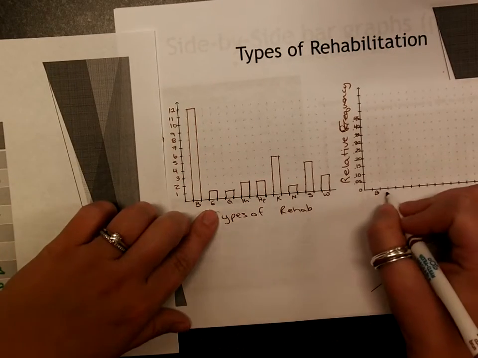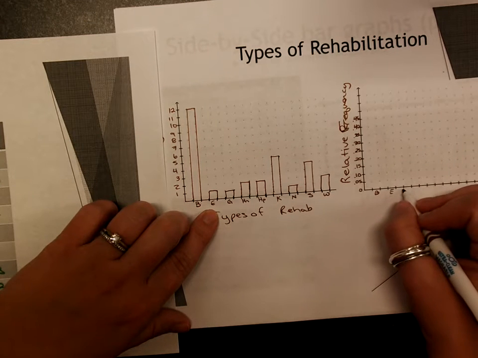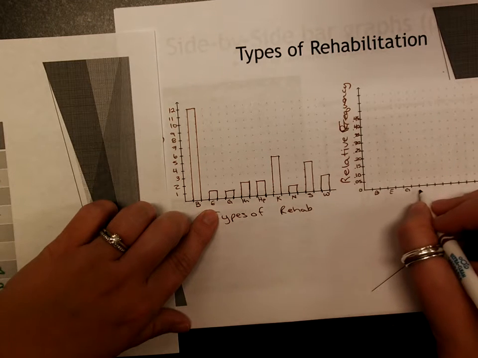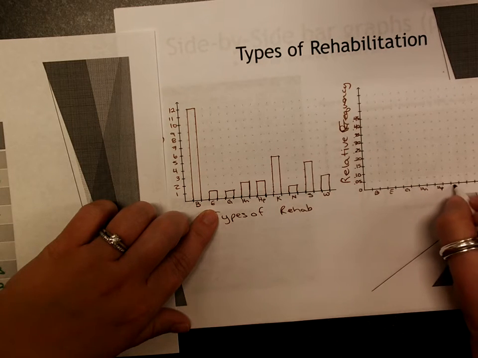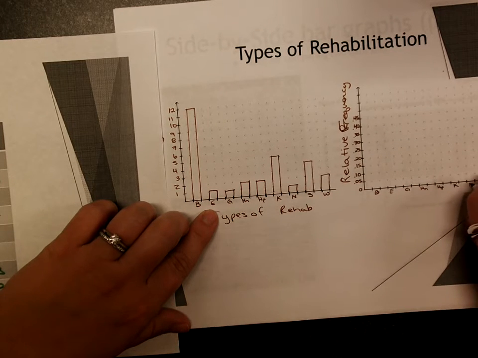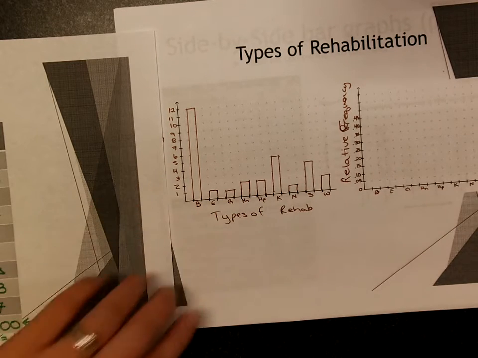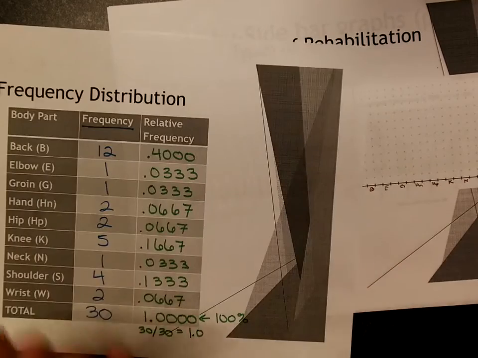Back, elbow, groin, hand, hip, knee, neck, shoulder, and wrist. And this time we're going to have to kind of round off, and we're going to have to kind of eyeball this.